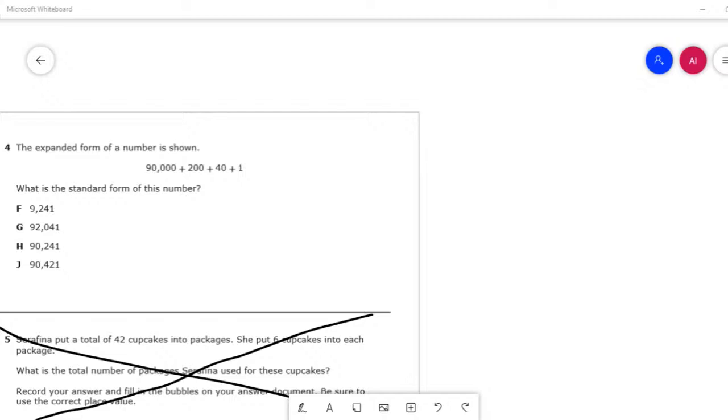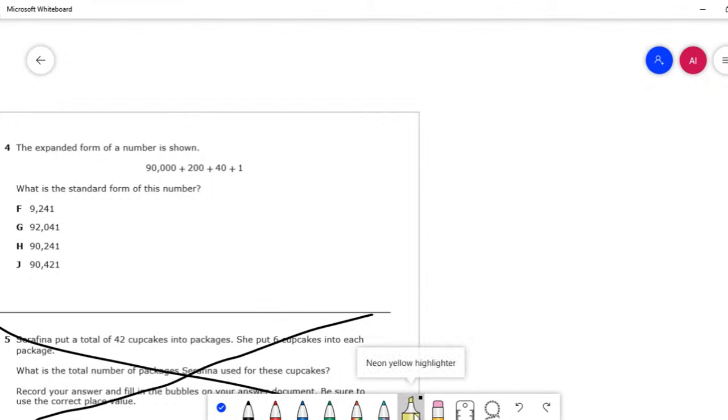So here's the first problem that I will be going over. It says that the expanded form of a number is shown: 90,000 plus 200 plus 40 plus 1. What is the standard form of this number? So let's highlight some of the important things. What they've given us is the expanded form, and it's asking us for the standard form.